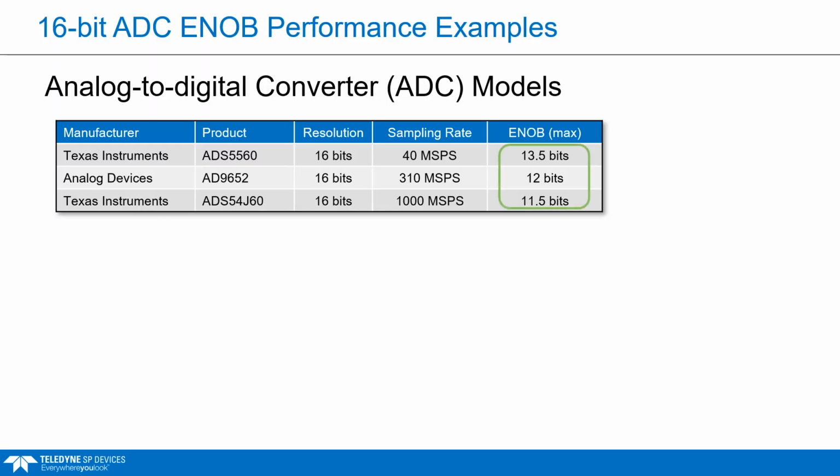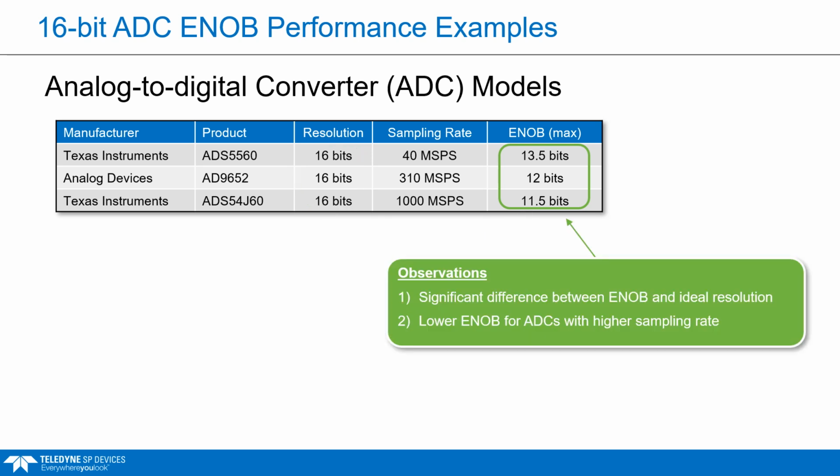Here are real-life ENOB figures for 3 commercially available analog-to-digital converters, or ADCs. You will notice that while the ideal resolution is 16 bits, the ENOB is significantly lower. So, real-life performance of these 16 bits converters is similar to an ideal case with about 11 to 13 bits. It is also obvious that ADC sampling rate affects ENOB performance, and that higher rate results in lower ENOB.